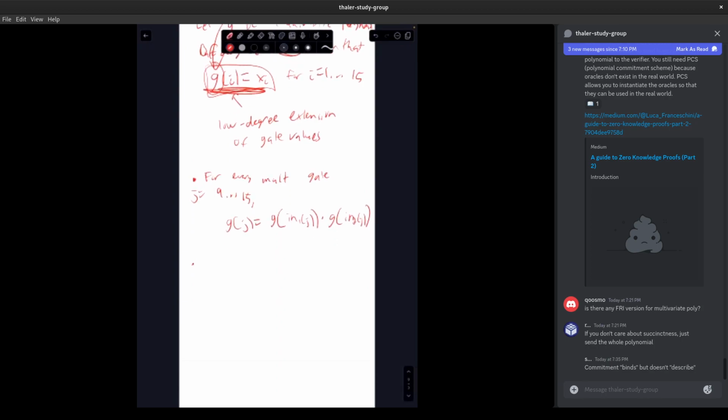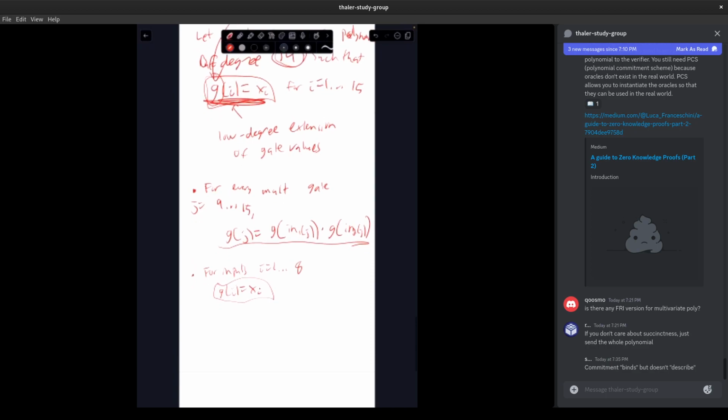Okay, and that's the bulk of the constraints, I would say, and then there's just making sure that the inputs and outputs are correct. So for inputs, i equals 1 up to 8, you want that G of i equals xi, so that G assigns the right values to the inputs. And you want that, for the output gate, which is 15.